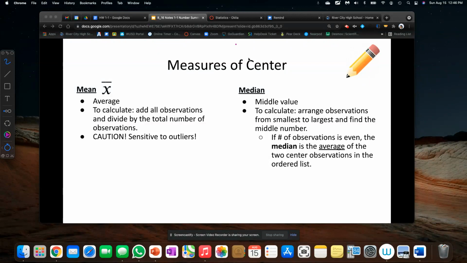So say we have four numbers, maybe a 2, a 7, a 9, and an 11, and we're trying to find the median. Well, the middle would fall right here. Since there's no middle number, we would actually take these numbers and average them. We would do 7 plus 9 divided by 2, which would give me 8. The median is a nice measure of center because it is resistant to outliers.